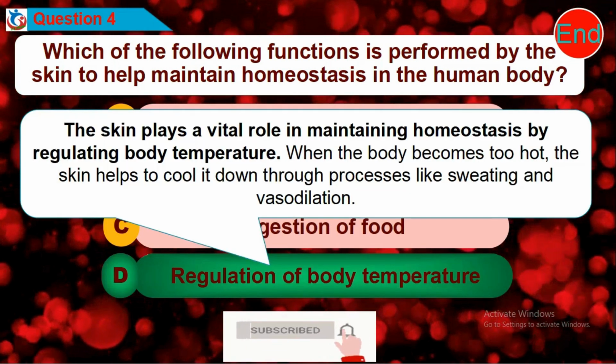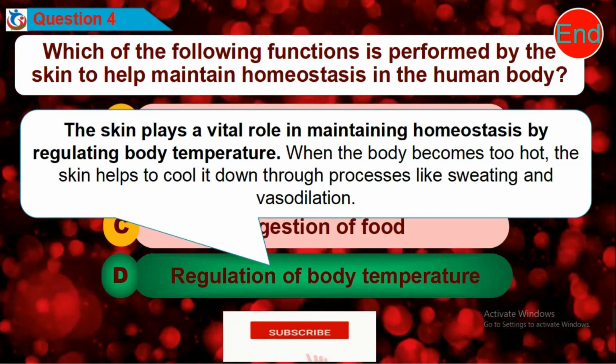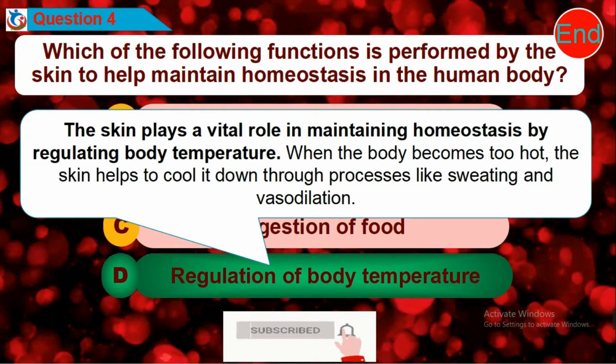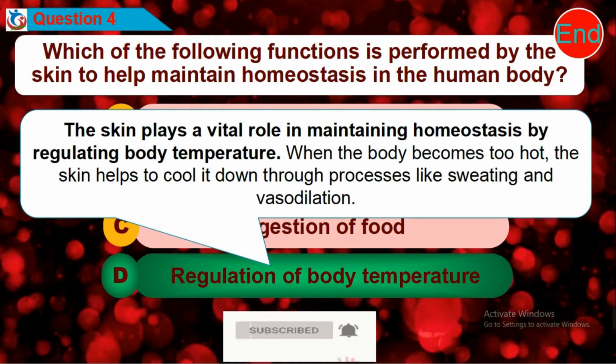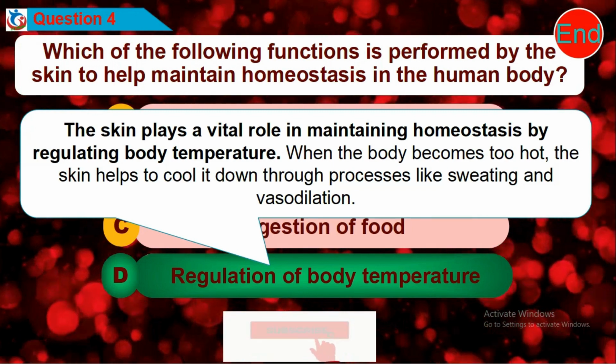The skin plays a vital role in maintaining homeostasis by regulating body temperature. When the body becomes too hot, the skin helps to cool it down through processes like sweating and vasodilation.